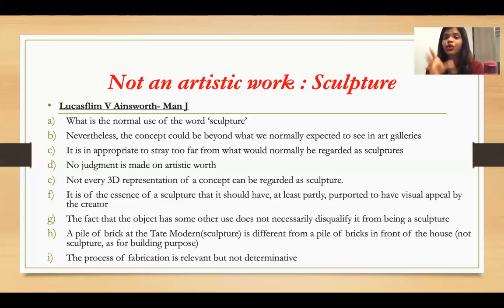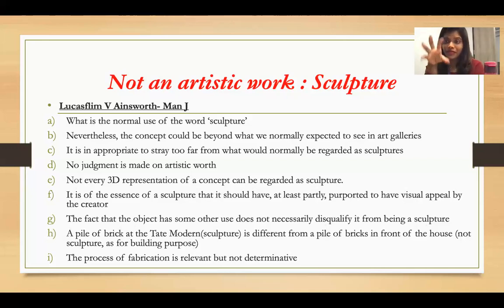So again, I'm reminding you why the stormtrooper helmet was not considered to be a sculpture under Lucasfilm: purely because it had a visual appeal, but it didn't have a function. Okay, if you see point number H, a pile of bricks at the Tate Modern would be considered a sculpture because it has a design and a function behind it. Next, a pile of bricks in front of your house, what function is it going to give you? It's not going to be a sculpture. It's purely going to be used to build your house.